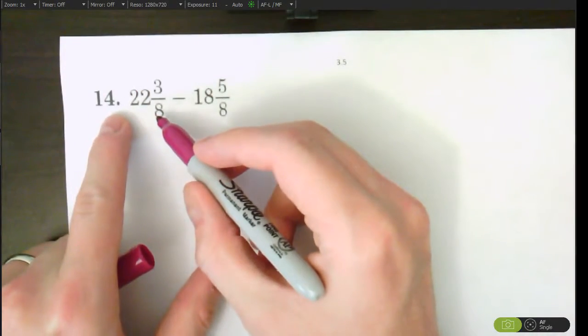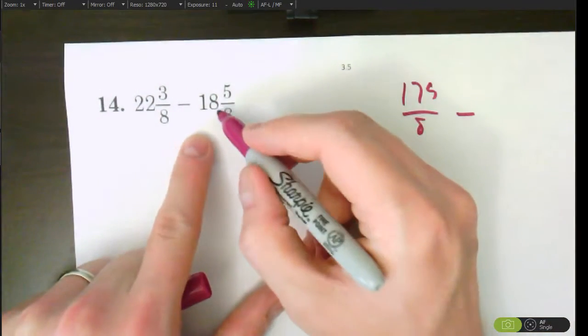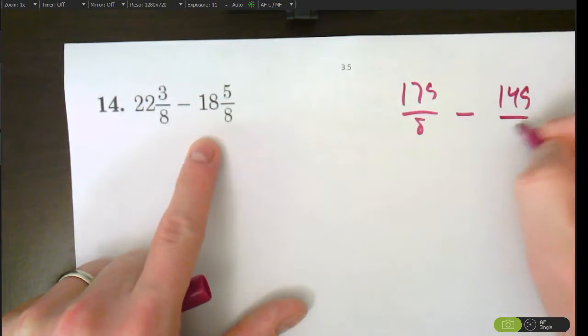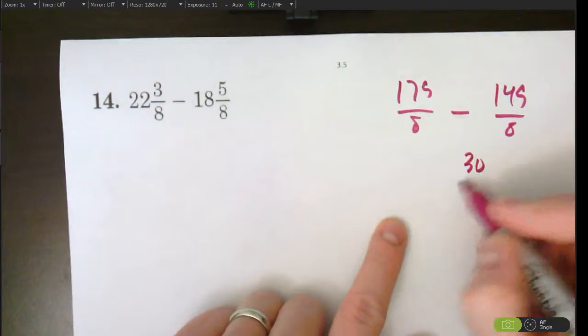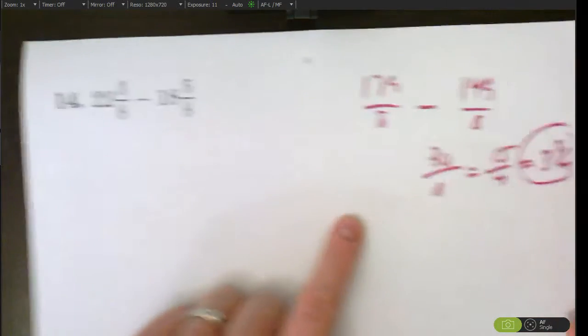So this is 176 plus 3, so 179 over 8, minus 18 times 8, which is 80 plus 64, so 144, 149 over 8. That's going to make it a lot easier. It gives us 30 over 8, which is then 15 over 4, which is 3 3/4. Okay, sorry, I did it over.